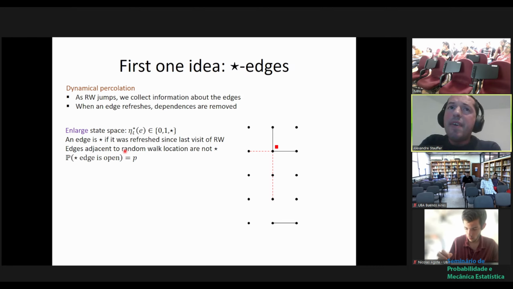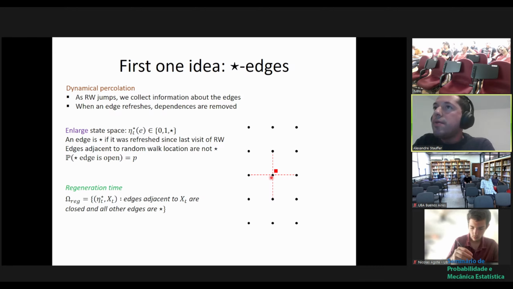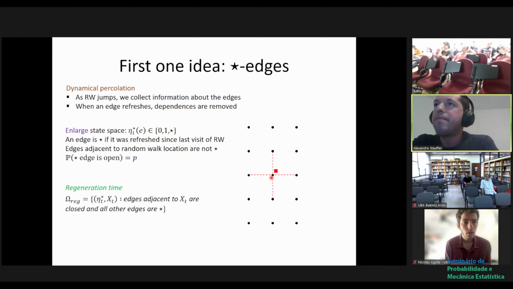An important thing is that if I look at a star edge, the probability that a star edge is actually open is just p, independent of whatever. And looking at this dynamics, we could define a regeneration time, which is the time where all edges adjacent to the walker are closed. This was just convenient to trap the walker somewhere to gain time. And all the other edges are star. And that for us was a very beautiful regeneration time and very useful.